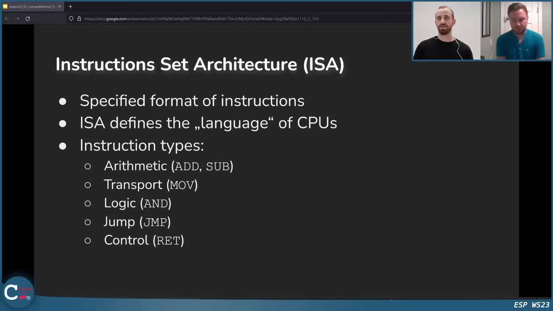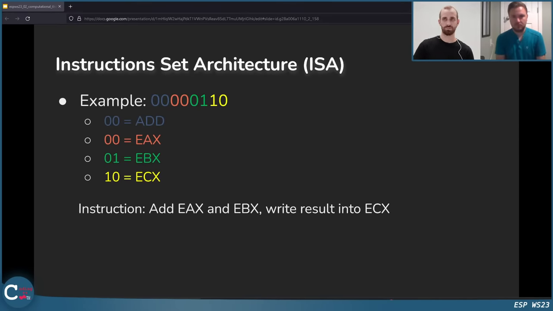And then there is the instruction set architecture, or ISA, which is something like the definition of the language of CPUs. It gives these instructions or this data a meaning. For example, there are instruction types: arithmetic instructions, transport instructions where you can move data from one location to another, logic instructions, jumps, and control instructions. We will come to that a little bit later. But at first, let's look at this basic example.